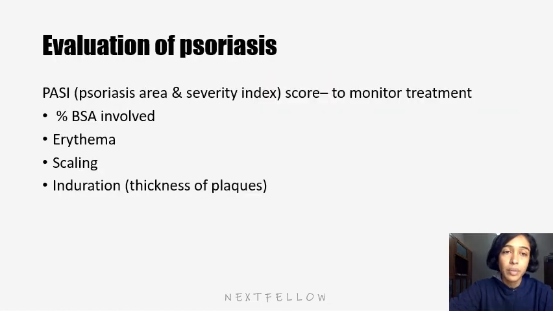So how do we clinically evaluate psoriasis? We use a score called the PASI score, or the Psoriasis Area and Severity Index score. This is usually done so that we can monitor improvement with treatment. Okay? So the PASI score has several factors involved.